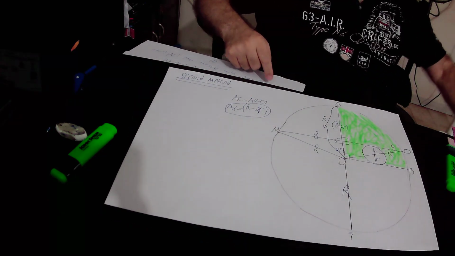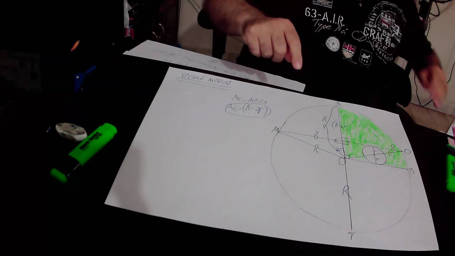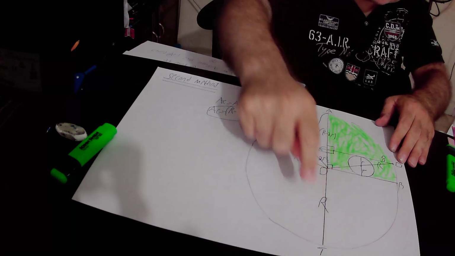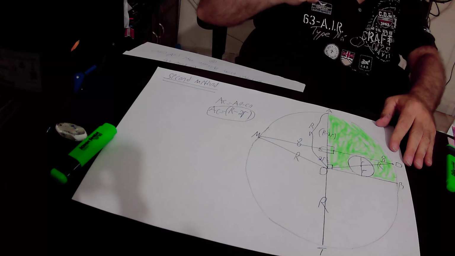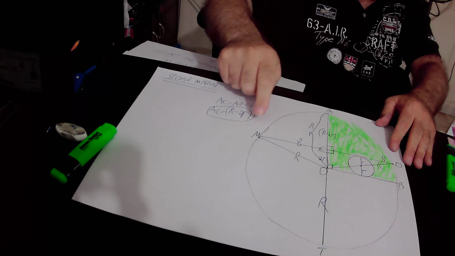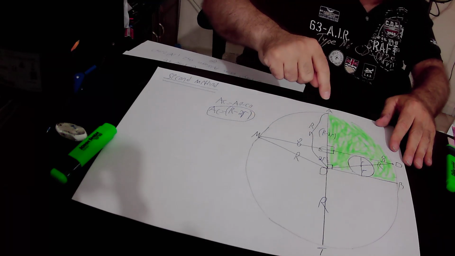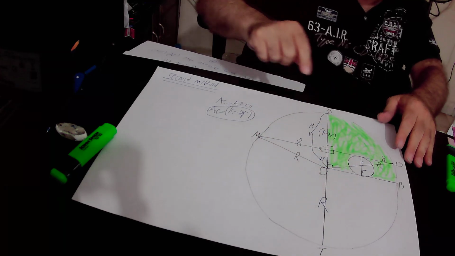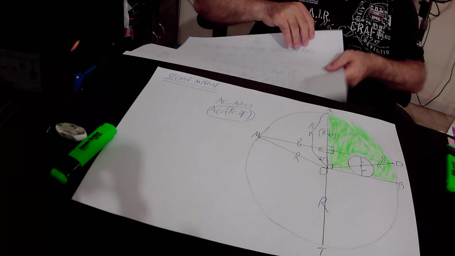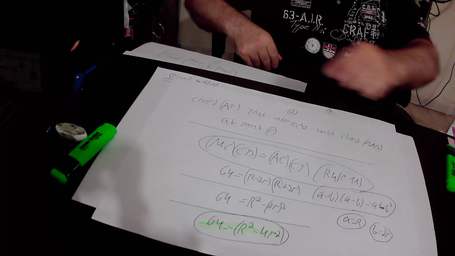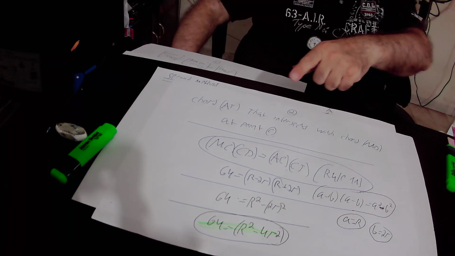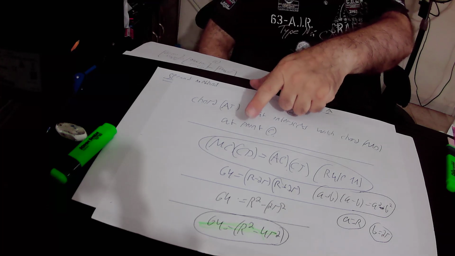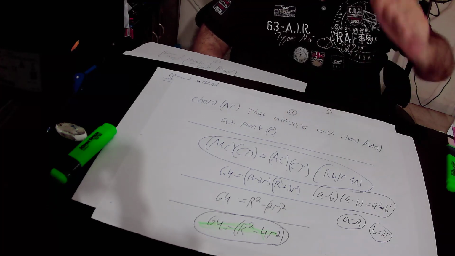Here we have chord AT that intersects with chord MD at point C. Therefore, according to rule number 11, we get that MC times CD equals AC times CT. Repeat again, we have chord AT that intersects with chord MD at point C. Therefore, according to rule number 11, we get that MC times CD equals AC times CT.